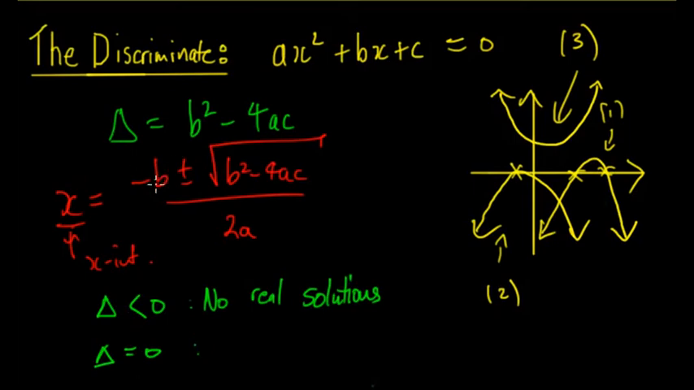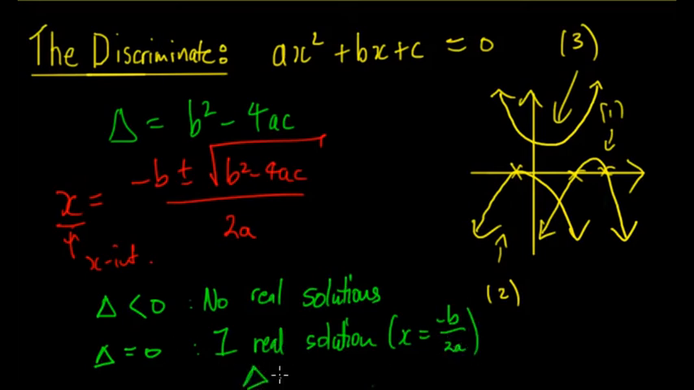What happens when the discriminant is equal to 0? Well, if it's equal to 0, then the x-intercept will just be negative b over 2a, because the square root of 0 is just 0. And then plus or minus 0 isn't going to affect the answer, so it's just going to give us one answer. So there's one real solution, and that is when x is equal to negative b over 2a. The other option is when the discriminant is greater than 0, and this is when there are two real solutions.